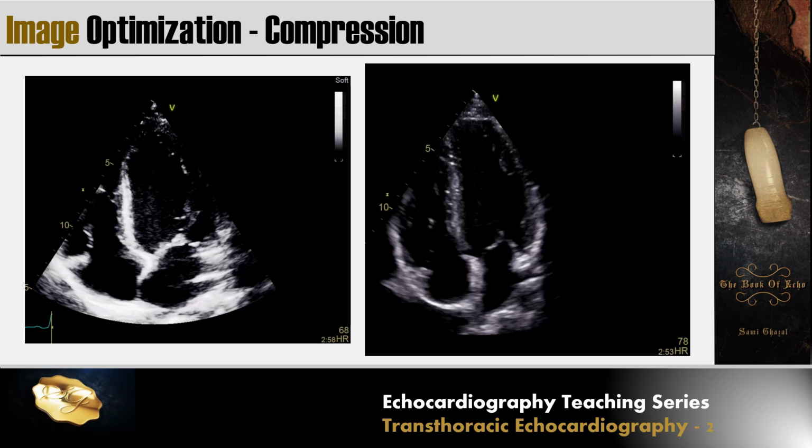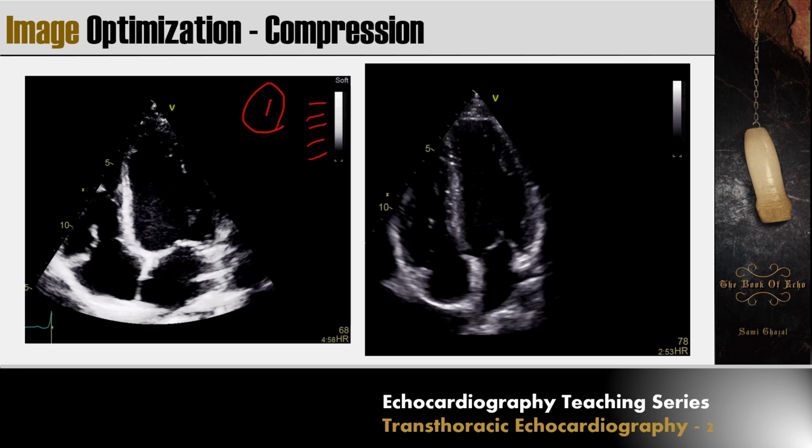Compression is another parameter that can be used to optimize the image. Here, in image number 1, compression is decreased, so you have less number of shades that represent the ultrasound signal.